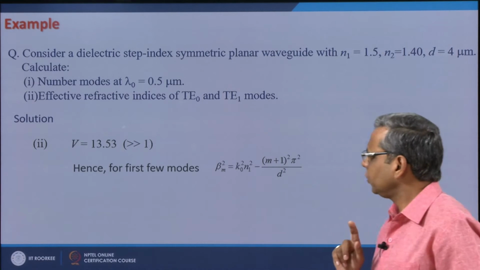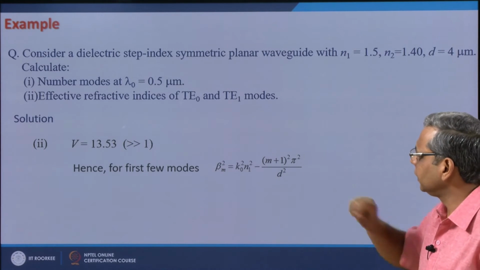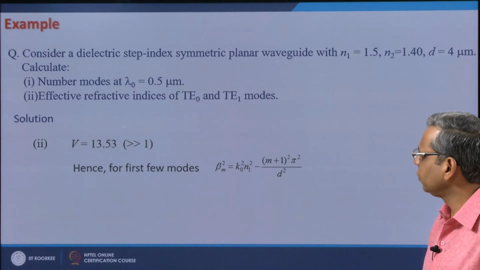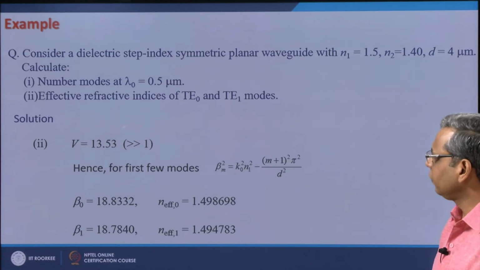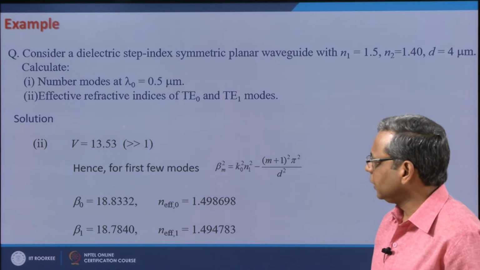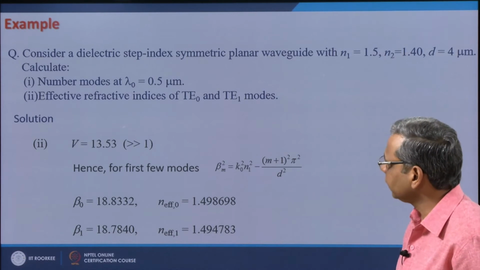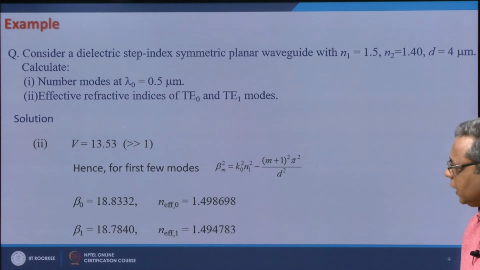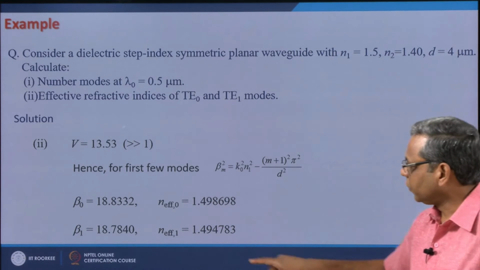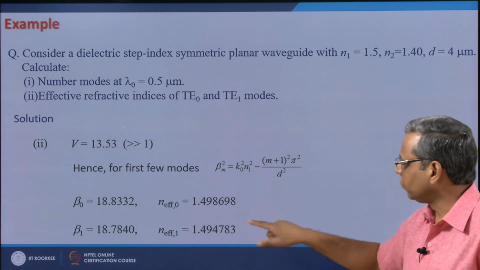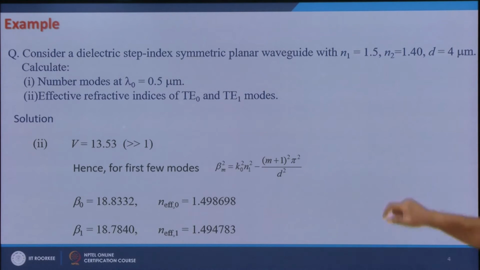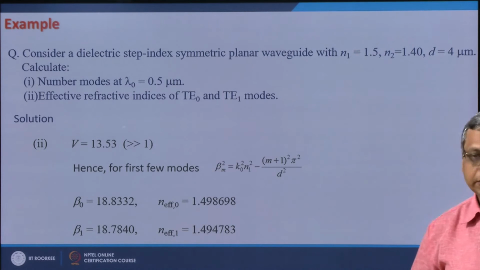So, for the first few modes the values of beta would be given by this, and for TE0 mode m is equal to 0 and for TE1 mode m is equal to 1, and in this way if I find out the values of beta, then they come out to be 18.83 and 18.78. Correspondingly, the effective index of TE0 mode comes out to be 1.498698 and for TE1 mode 1.494783. You can see they are very close to the refractive index of the guiding film, which is 1.5.